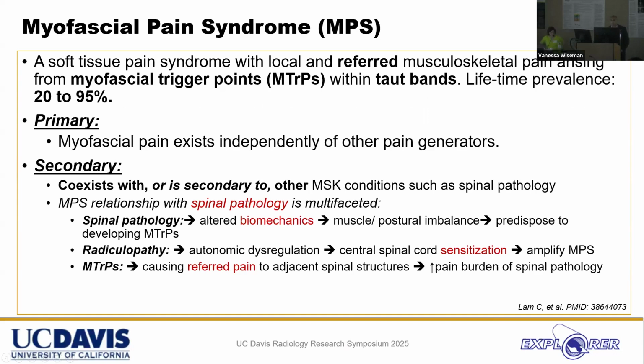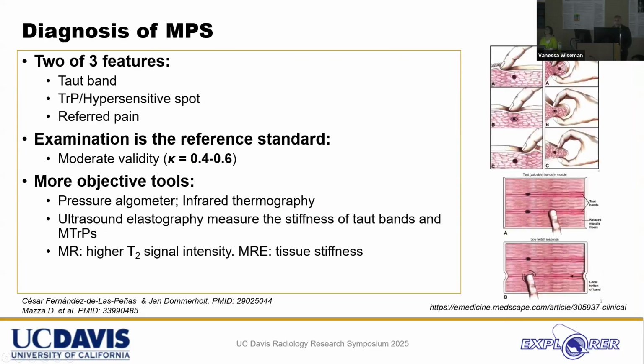So myofascial pain syndrome is a quite prevalent soft tissue disorder characterized by the presence of trigger points, taut bands, and referred pain. It could be primary, but more commonly it's secondary to or coexisting with other conditions, especially spinal pathology. That relationship is multifaceted, which could involve both biomechanical changes and also neurosensitization.